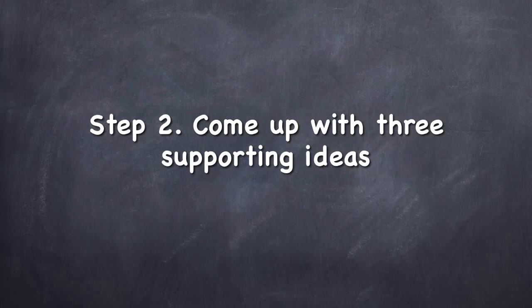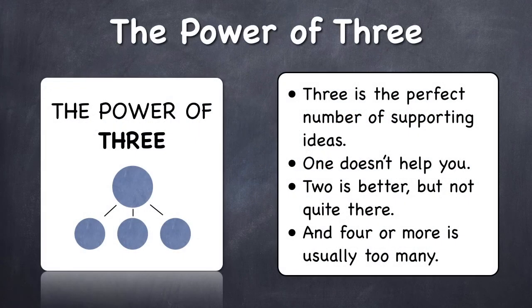All right, moving on. Step 2, you've got to come up with 3 supporting ideas. And we're going to use the power of 3. Why 3? Because 3 is the perfect number of supporting ideas. Now, one idea doesn't help you because it doesn't allow you to divide the topic into subtopics. 3 is a perfect number.